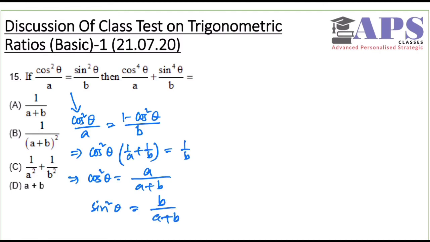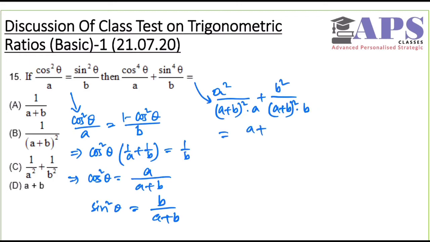So now cos power 4 theta by a, cos power 4 theta is a square divided by a plus b whole square. That is our cos power 4 theta, divided by one more a here, plus similarly this will be b square by a plus b whole square into 1 more b. So that gives us a plus b divided by a plus b whole square, which is nothing but 1 by a plus b. Therefore our correct option is option A.